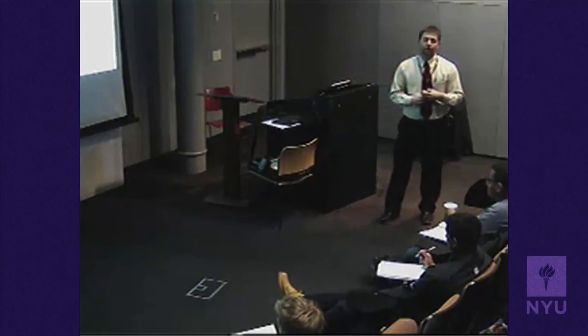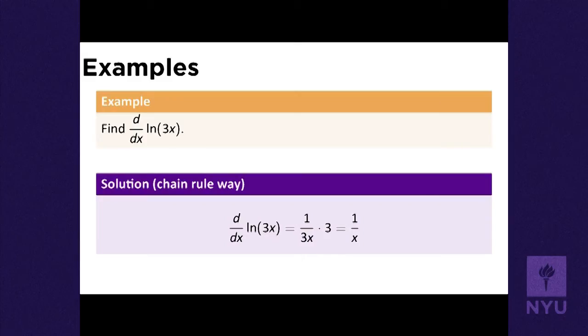The derivative of the natural log of 3x. What rule comes into play here? Well, you could use the chain rule, right? Because you're taking the natural log of a function of x. All right, let's try that. With the chain rule, you want 1 over 3x, and then you multiply by the derivative of 3x, which is 3. 1 over 3x times 3 is 1 over x.